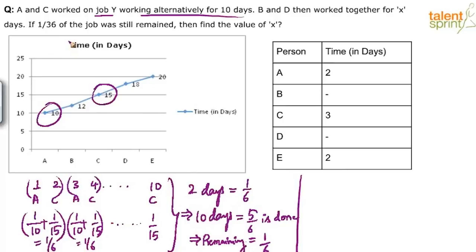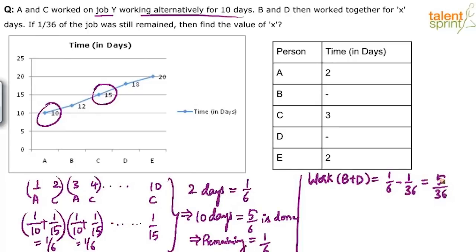Which means the work done by B and D. How much is the work done by B and D? Work done by B plus D. How much is that? See, B plus D were given 1/6 of the work, remaining work. But they work for X days and still 1/36 is remaining. So I can say B and D together have finished how much? 1/6 minus 1/36. Which is like 5/36, right?